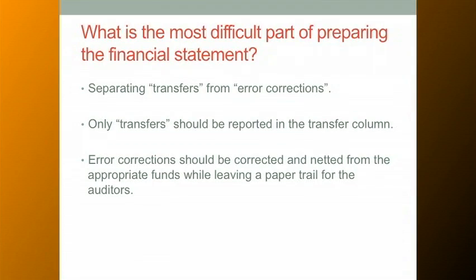Error corrections should be corrected and netted from the appropriate funds while leaving a paper trail for the auditors. Now, I said this in front of one of the auditors, and she said, well, what if they think the paper trail is putting that information in that column for transfers? I said, well, I am just fine with that because that's not their official financial statement. On your monthly reports, if you continue to do that, I have no problem. But the financial statement we need at the end of the fiscal year should not have error corrections on it. It should be the completed version.